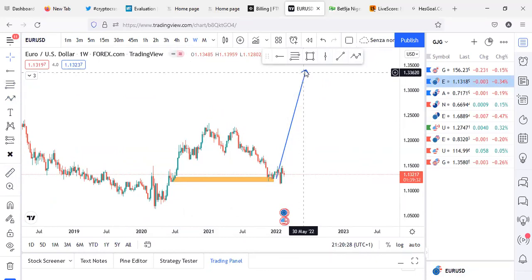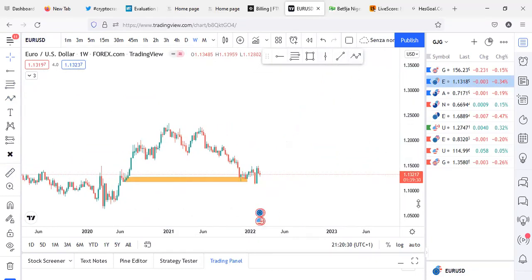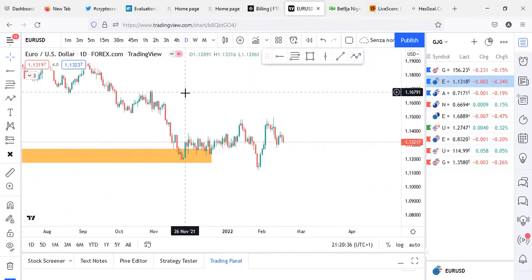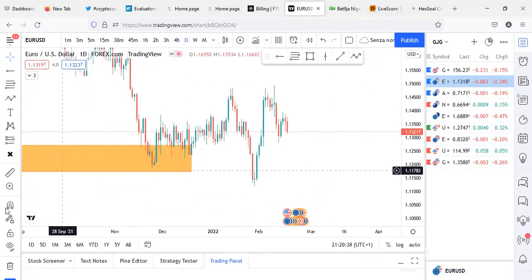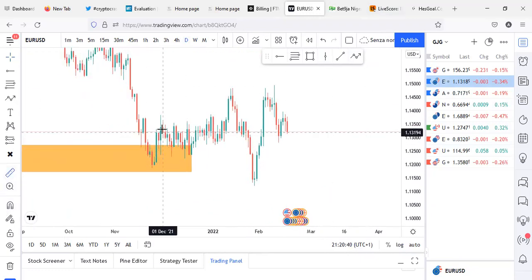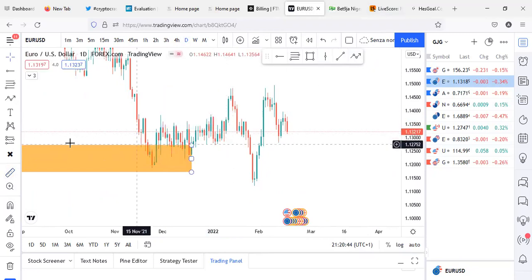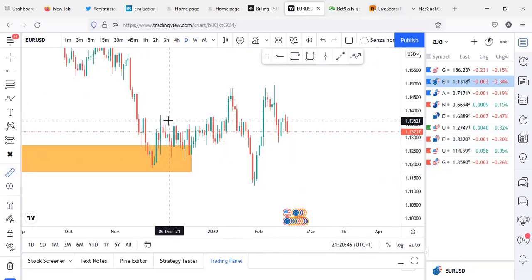So now let's see what has happened so far. You can see that the market was there. Let's go to the daily time frame. So now you can see that for about 42 days, it was just going up, taking out the buy, going up, taking out the buy, going up, taking out the buy. I knew that all these things were probably fake-outs.